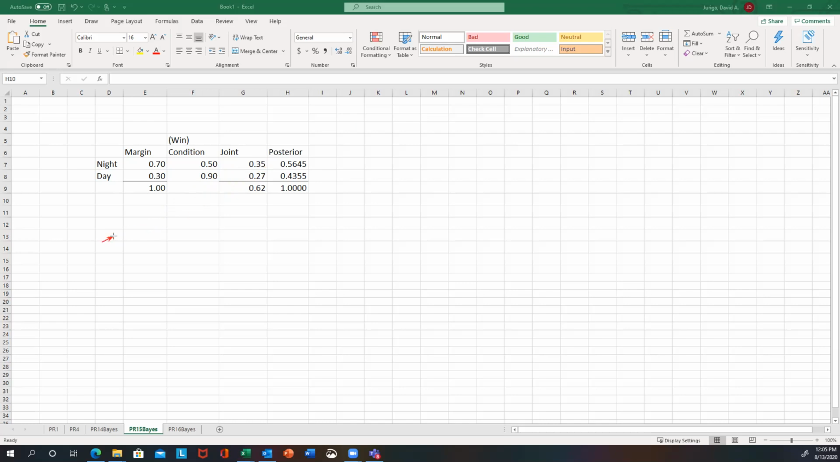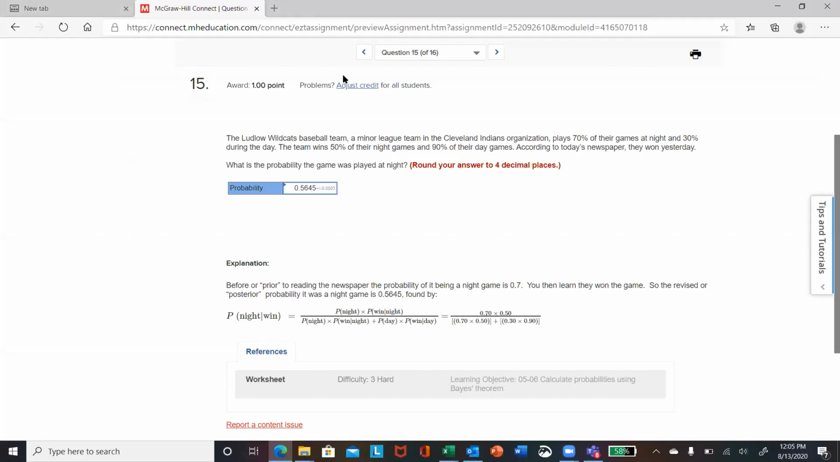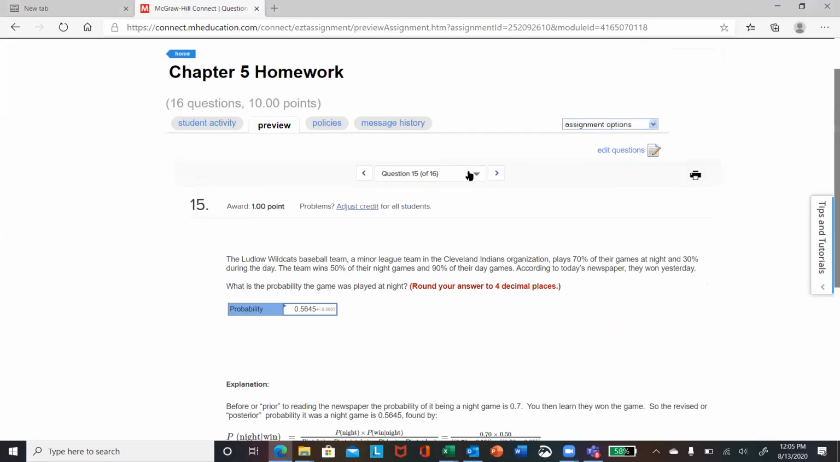And that's essentially saying, given you won, and they want to know the probability you played at night, there would be a 0.5645 probability. So I'll go back to the screen and show you that's what they're doing. And down below, what I just did in the table format is what they're showing right here. I feel like the table format's easier to follow, but that's where I came up with that 0.5645. If they played during the day, it'd just be the complement, 1 minus that, if that's what they're asking for.